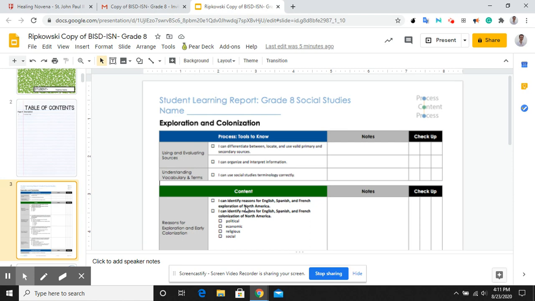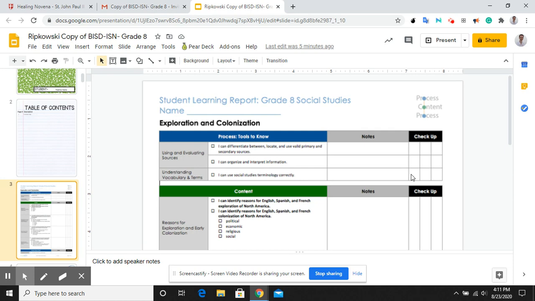We're not actually going to check it off on here. This is going to be more of a mental note, because it's just going to be hard to put a little text box and check it off. But we can add some notes right here and add a text box. I can organize and interpret information. Understanding vocabulary and terms. I can use social studies terminology correctly. Can you? Yes or no?